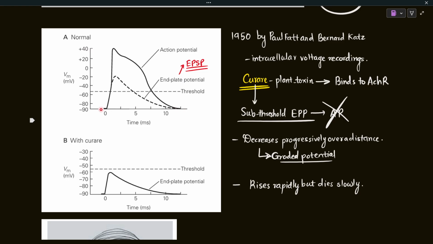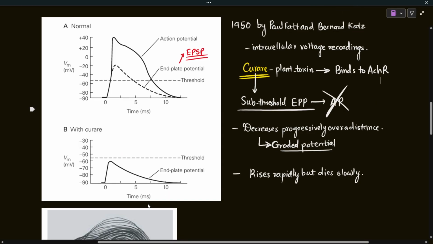Normally a stimulus should generate an action potential, but with a stimulus of the same strength in the presence of curare, it is going to generate an end plate potential which is below the threshold level, because some of the receptors are blocked by curare. This also confirmed that the conduction of the ion current was passive, and it decreased over time. So these were the recordings that were made by the scientists.